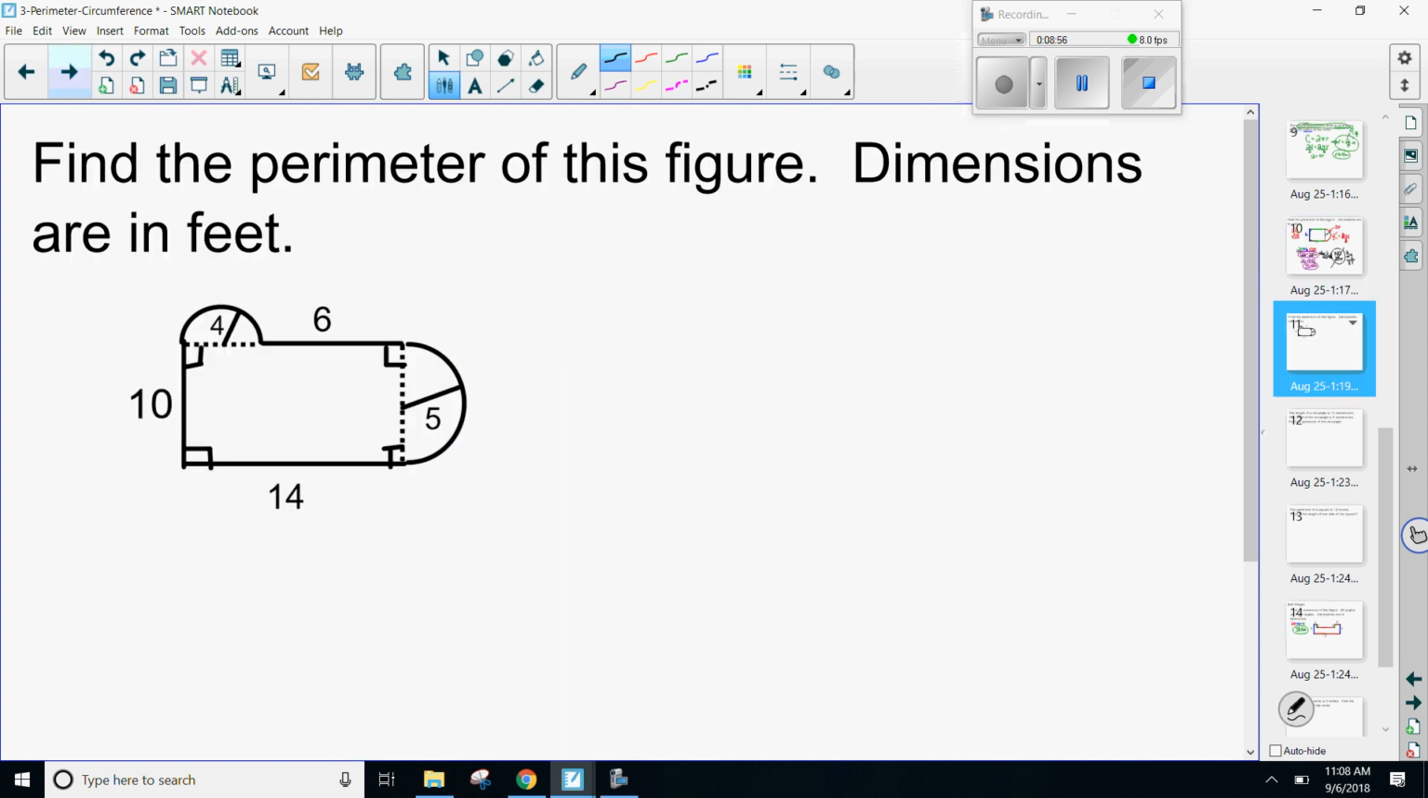Another one. Here you go. I want you to find the perimeter of this figure. I'll give you 2 minutes. Go.